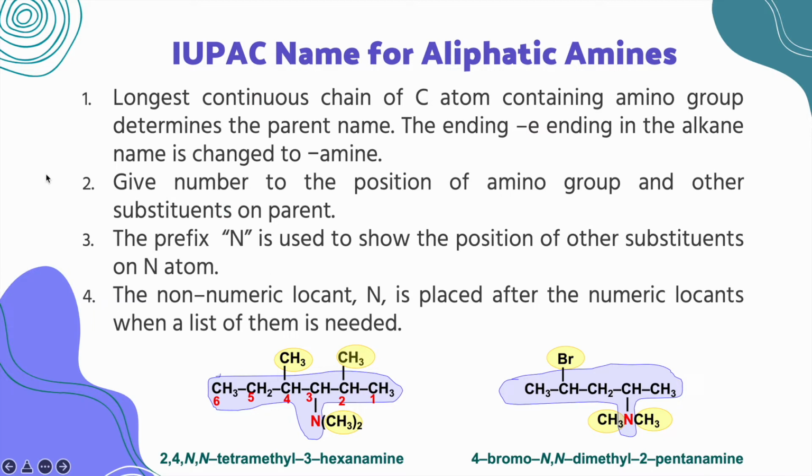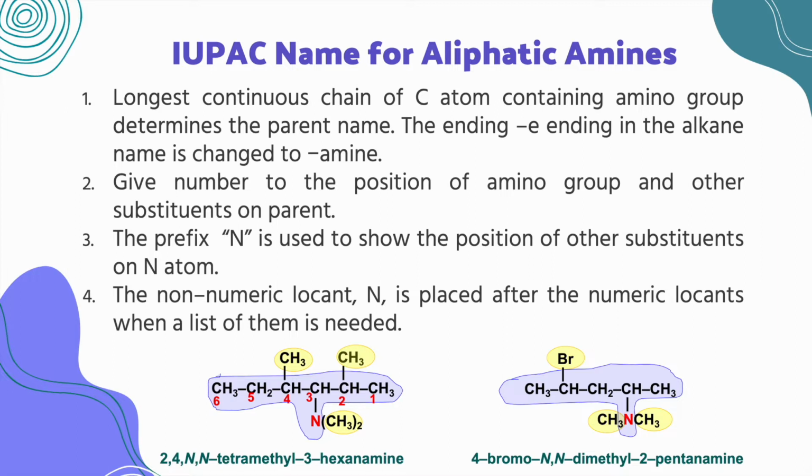IUPAC name for aliphatic amines: the longest continuous chain of carbon atoms containing the amino group, which means the carbon chain attached to N, determines the parent name. The ending E in the alkane name is changed to amine. And then we have to give a number to the position of the amino group and other substituents on the parent. The prefix N is used to show the position of other substituents on the N atom.